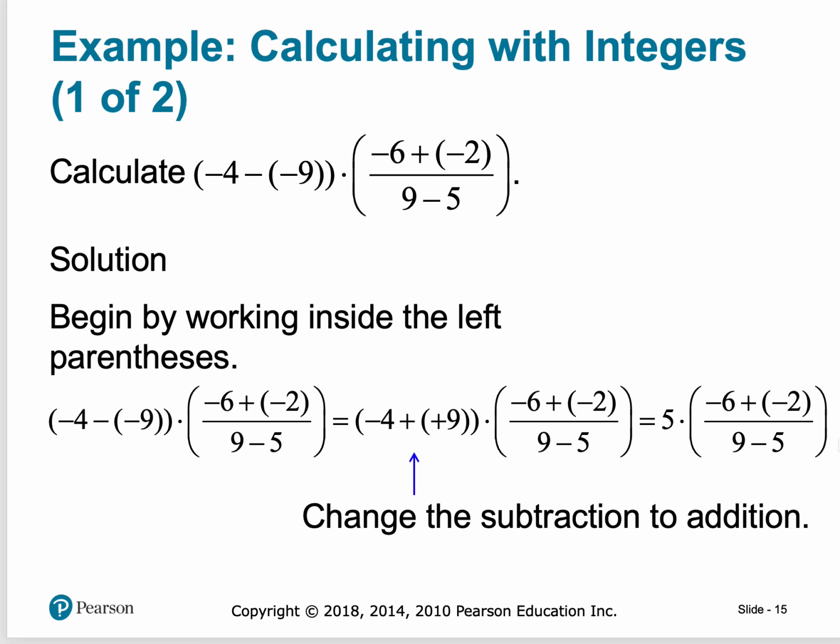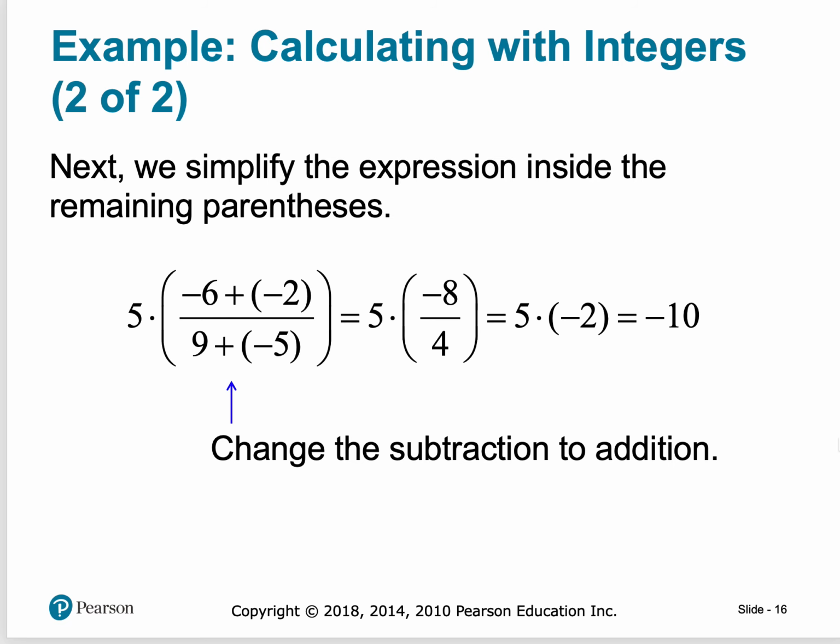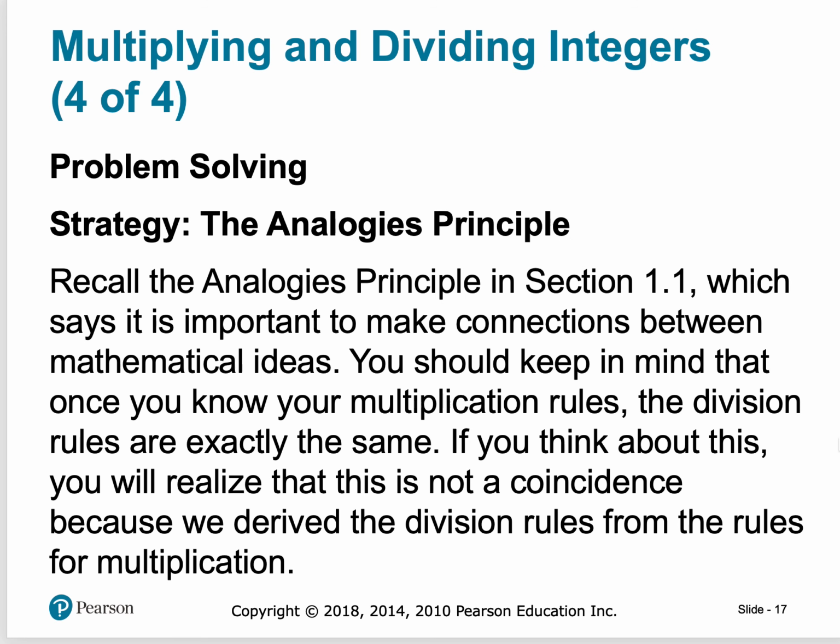Then I have to figure out, okay, what is negative 6 plus negative 2? Well, they have the same sign, so I'm going to add them together and give them a sign of negative 8. 5 plus negative 5 would be 4. So now I have 5 times negative 8 divided by 4. Negative 8 and 4 have different signs, so the answer is negative. And then you multiply by 5 to get negative 10. So there's a lot of pieces there of making sure that you correctly do the multiplication so that you can arrive at the correct answer.